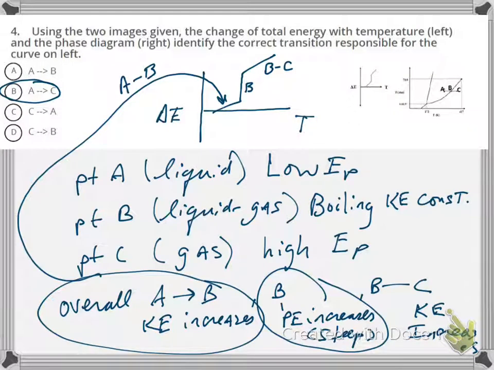So overall, we should be going from A to C. We're going from liquid up to its boiling point and then slowly heating the gas to get to C. That is consistent with the curve to the left. The answer is B.